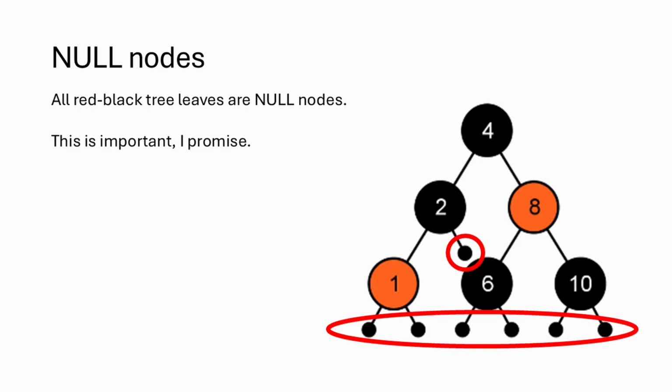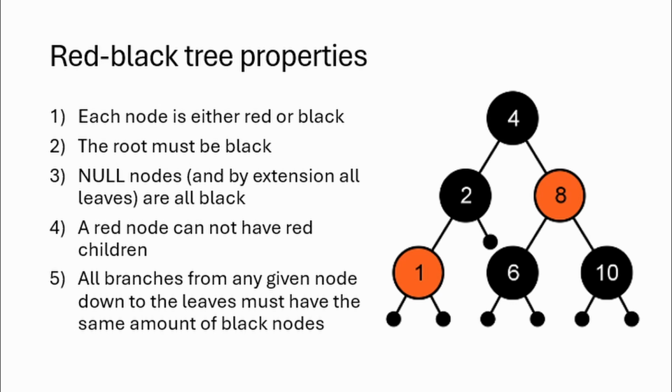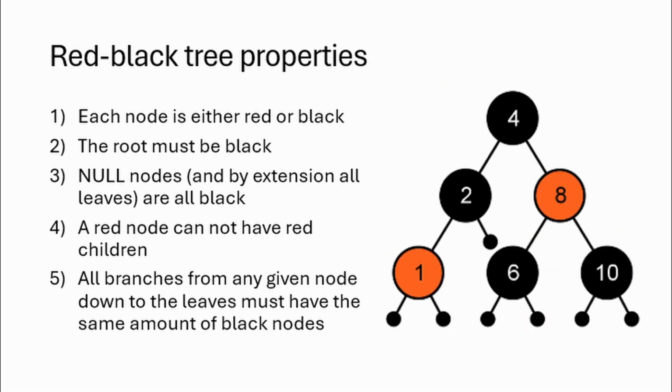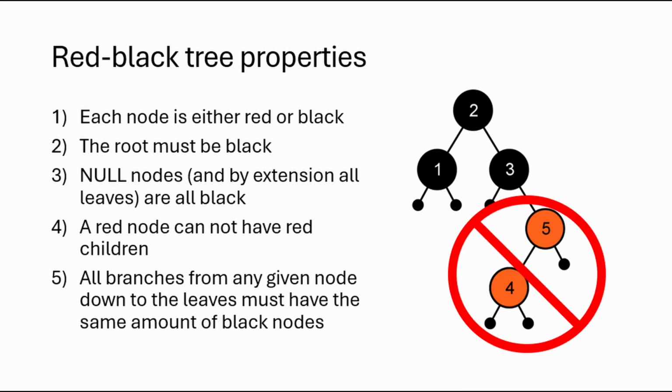Before we go over the properties, note the black dots coming out of each node where there's a missing child. We call those null nodes, and they account for all the leaves of the tree. They'll become important later on. Okay, so here are the 5 key properties. Property 1 is each node must either be red or black. Property 2 is the root must always be black. Property 3 is that all null nodes are black. Property 4 is that a red node can't have red children.